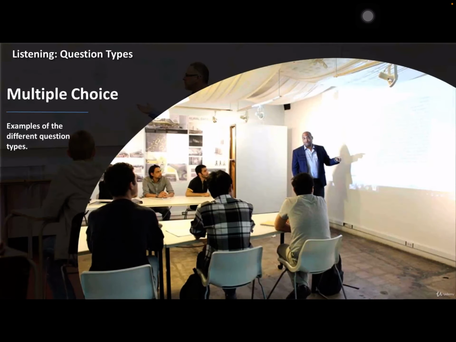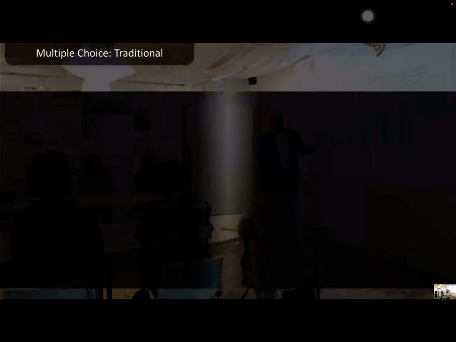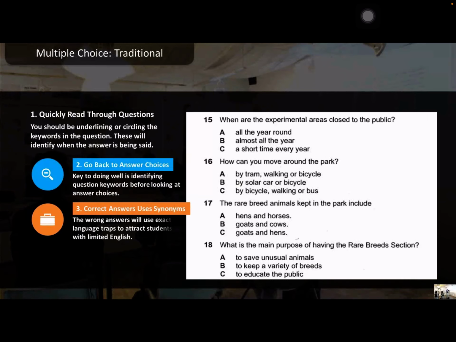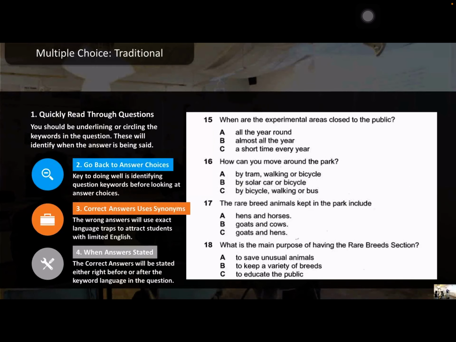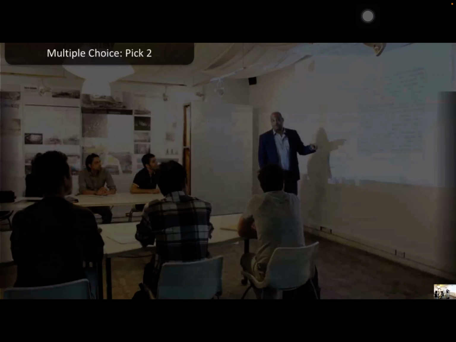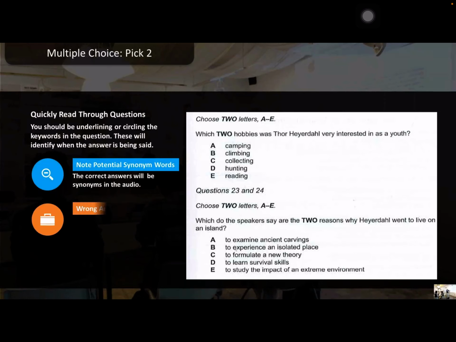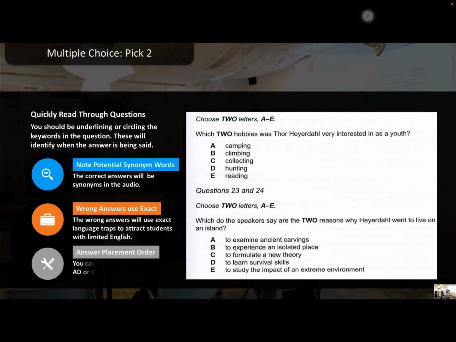And then you have your multiple choice question types. You have your standard multiple choice question, ABC. And this question type can appear in all sections, section 1, 2, 3, and 4. You also have this type of multiple choice question where you have to pick 2 answer choices. And it doesn't matter if it's A and C. If the answers are A and C, it doesn't matter on your answer sheet if you put A then C or C then A.